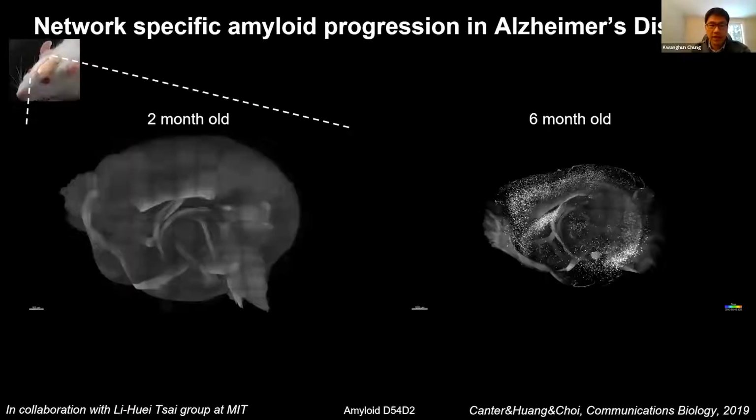I'd like to start my talk by sharing an interesting AD-related study that we did with the Liwei Tsai group at MIT. So beta amyloid, as you know, is one of the major pathogenic factors in Alzheimer's disease, and it's known to cause neurodegeneration. However, it wasn't well understood where beta amyloid plaques are formed and how the pathology progresses.